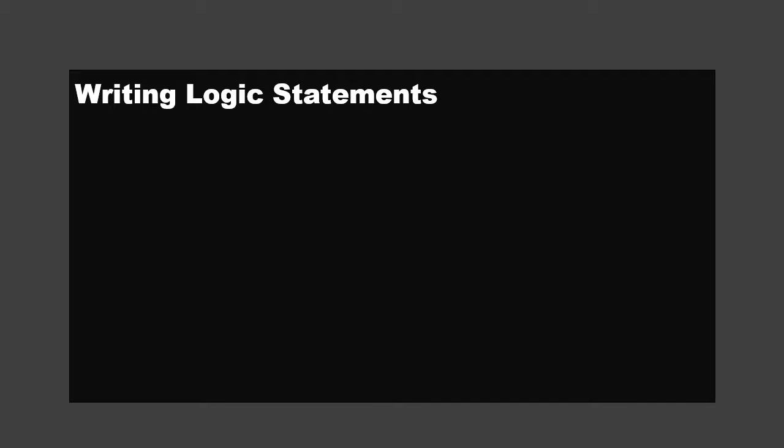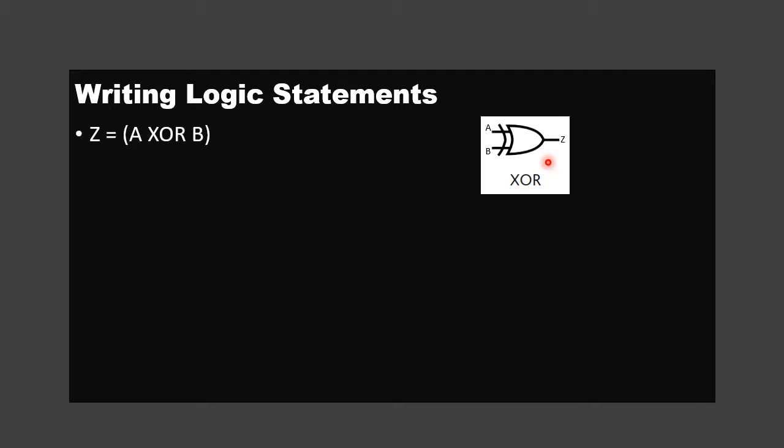Let's look at the last derived gate, XOR. This has A, B as the input and Z is the output. So the logic statement can be written simply as Z equal A XOR B.